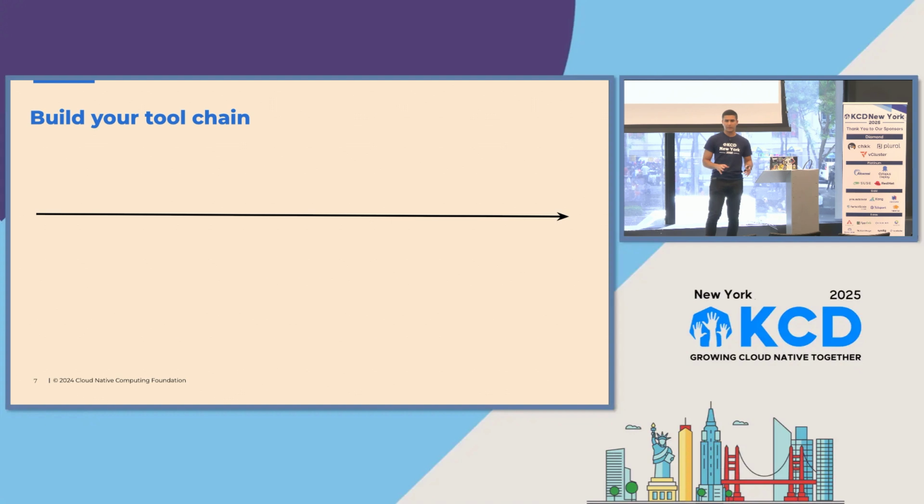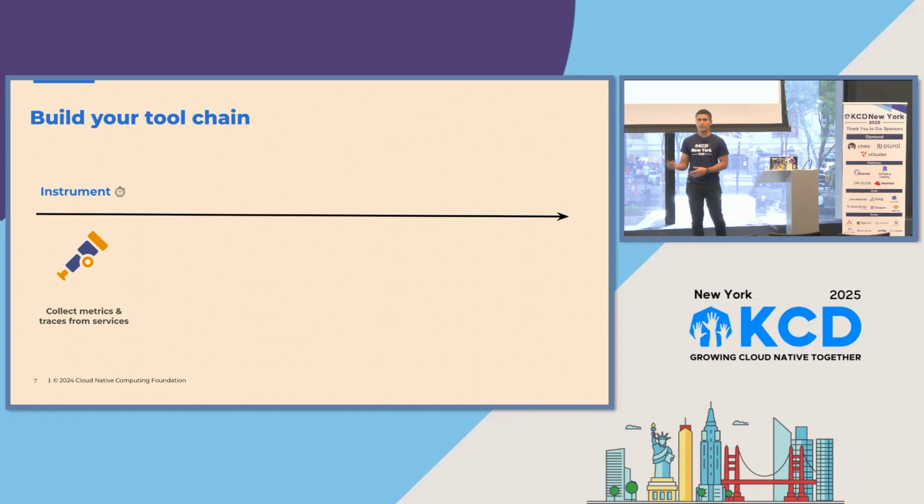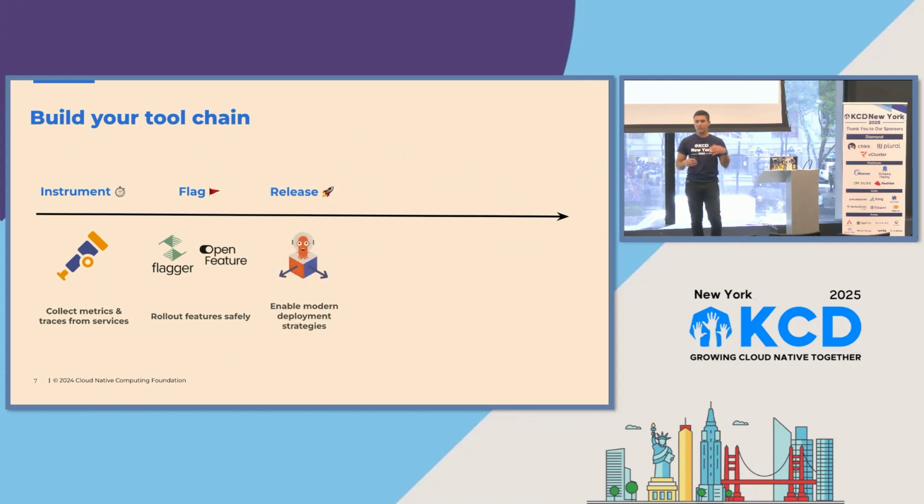But we need a bunch of tools for all of this. For example, the first step will be to start instrumenting our code using OpenTelemetry through their SDKs, their auto instrumentation. Then use your favorite feature flagging backend, such as Flagger together with OpenFeature. Use a tool for releasing to enable more modern strategies, so it could be Argo Rollouts, so we could have blue-green or canary deployments. And the most important part is measuring.